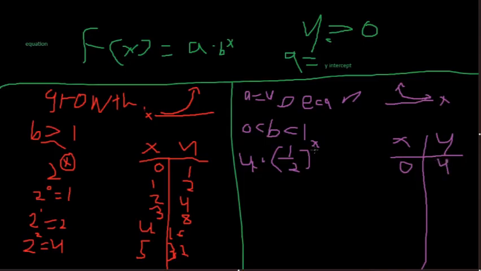And now, since we're multiplying it by 1/2, it's going to be 2, 1, 0.5, 0.25, and so on. So exponential functions are really weird, but that's how they work. So the a is the y-intercept and the b is the factor.